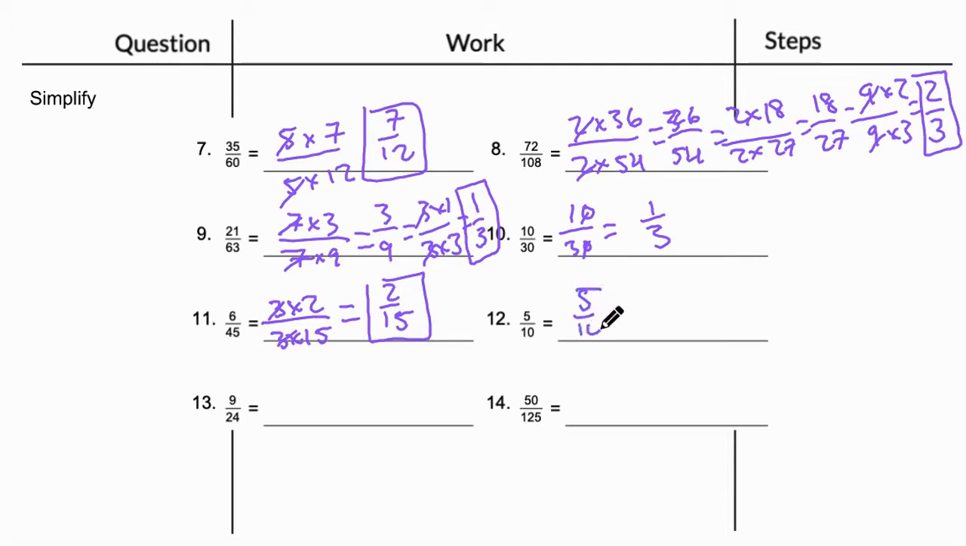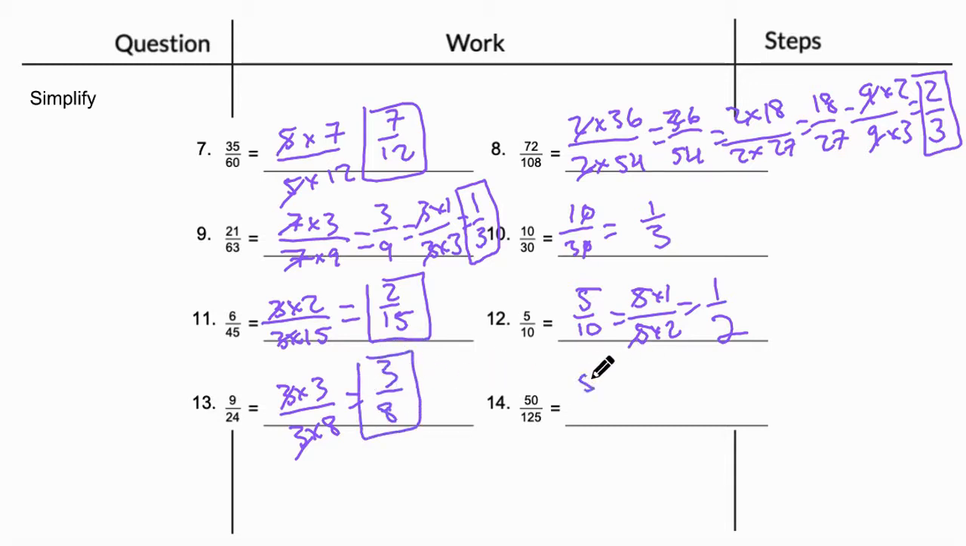5 and 10, nice and simple here, because it's like saying 5 times 1 and 5 times 2. So that really gives us 1/2. 9 over 24 is like saying 3 times 3 over 3 times 8. Cancel out the common factors. That leaves us with our simplest fraction of 3 over 8.